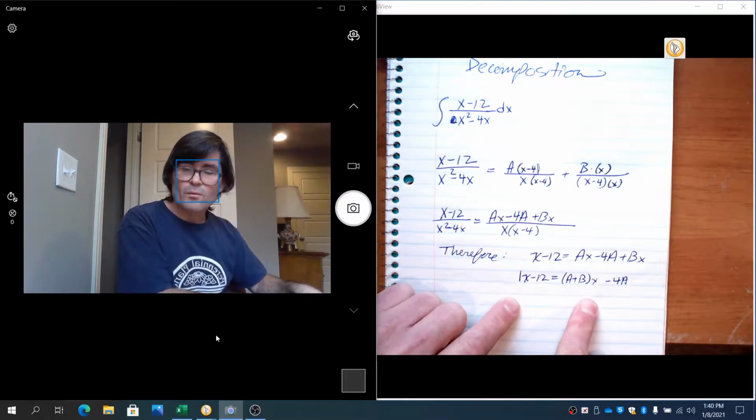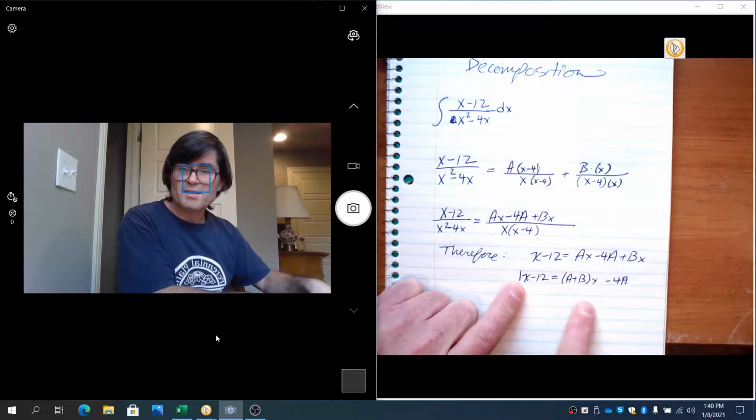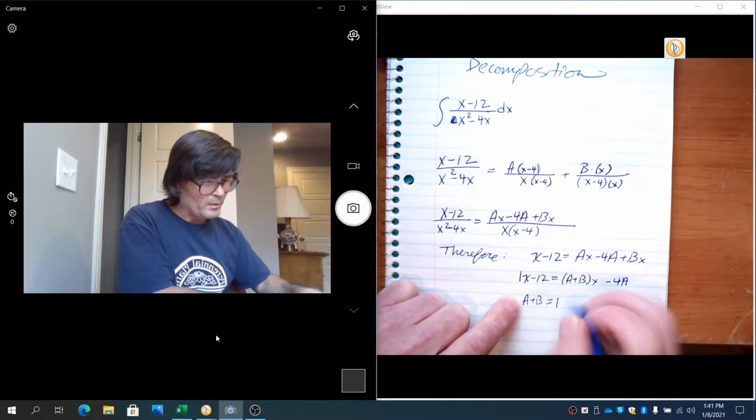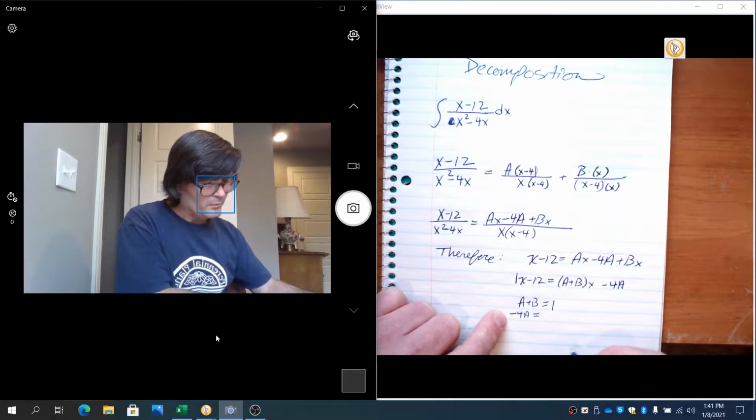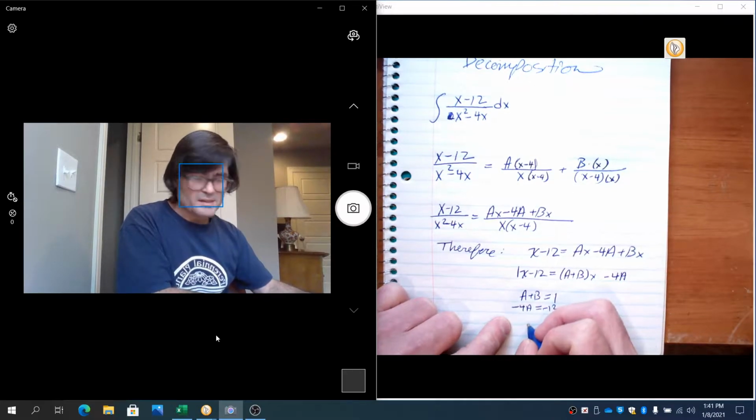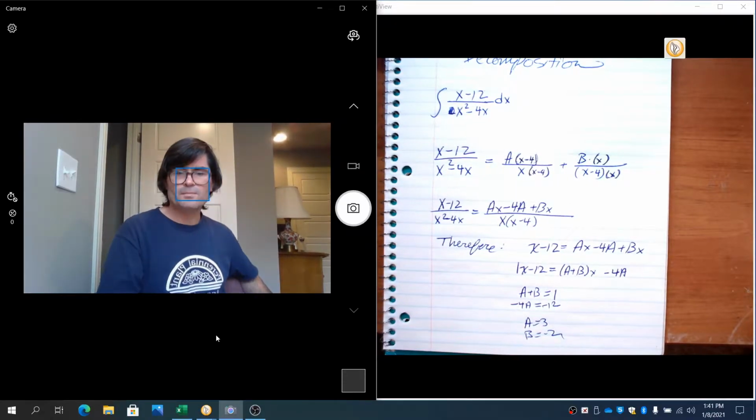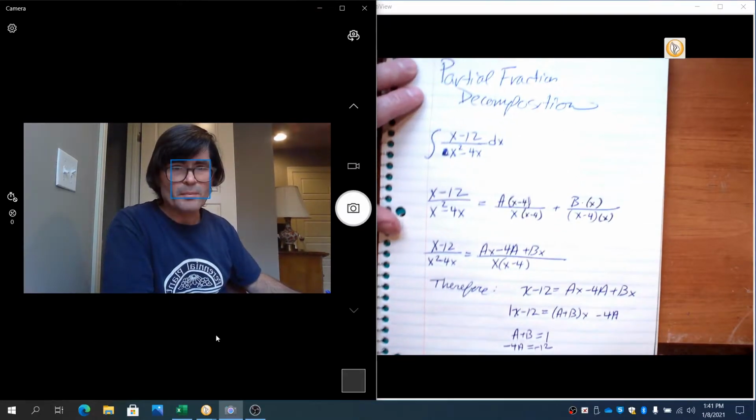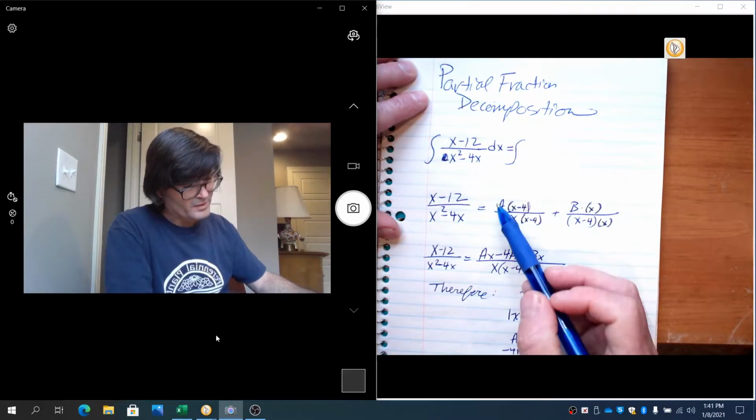And so what you can do is say, if the coefficients of x are equal, and these little linear equations are equal, then the constants also have to be equal. So a plus b is going to equal 1, and therefore minus 4a is going to equal minus 12. And then you can see a equals 3 and b is minus 2. So now you can go back and say, I really wanted to integrate, what was a? a was 3 over x.